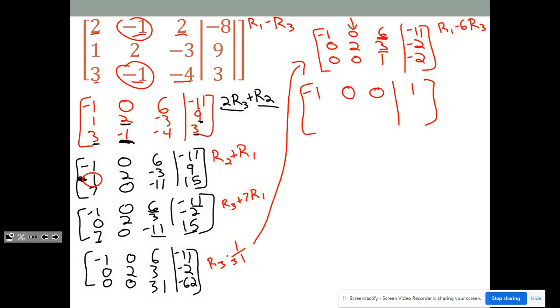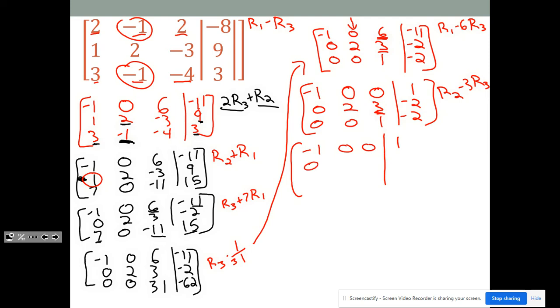And then the next row, that'll change. Now I just need to get this to a 0, and we're pretty much done once we do that. So I'm going to take row 2 minus 3 row 3. So that stays as 2. That goes to my 0. 3 plus negative 3 is 0. Then I've got negative 2.